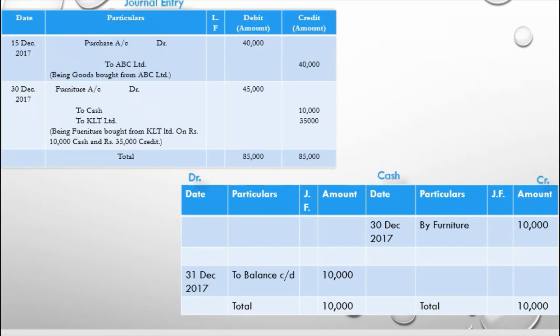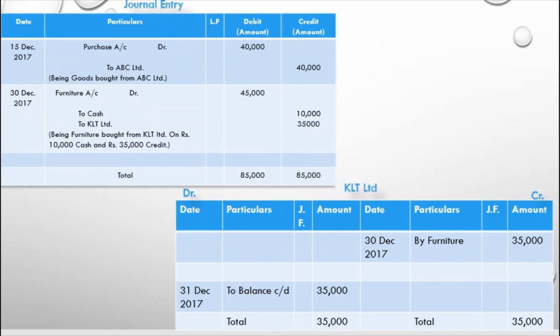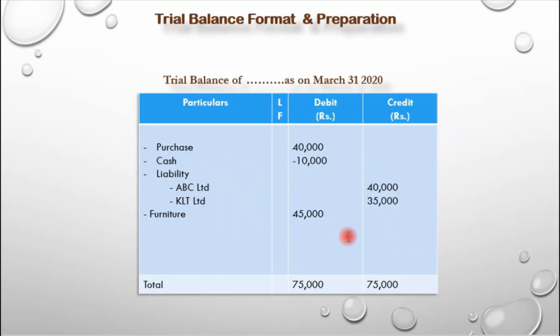Now cash I have discussed, come here. This is my KLT Limited. Your balance shows a credit balance of 35,000. So you put 35,000 here, and your balance is now 75,000 on the debit side and 75,000 on the credit side. So these are all the terms I have discussed here regarding trial balance.